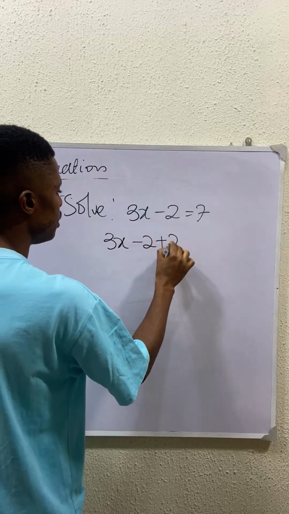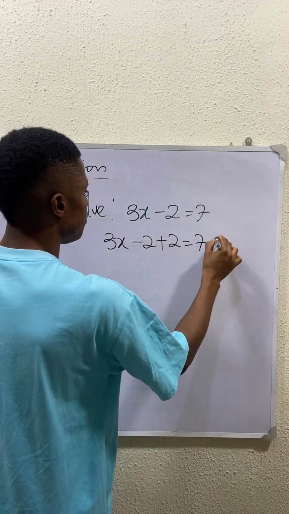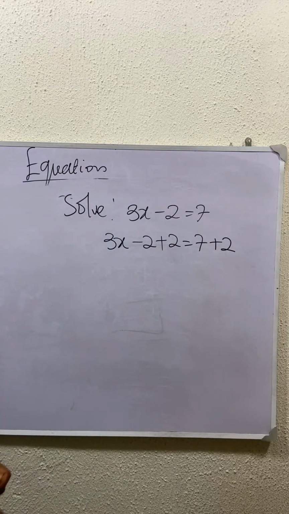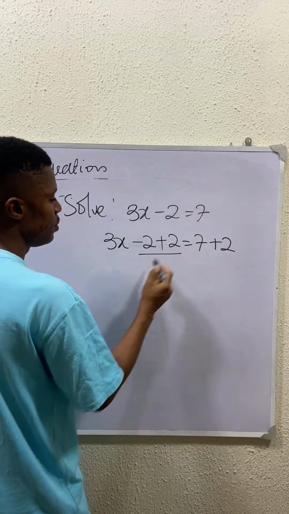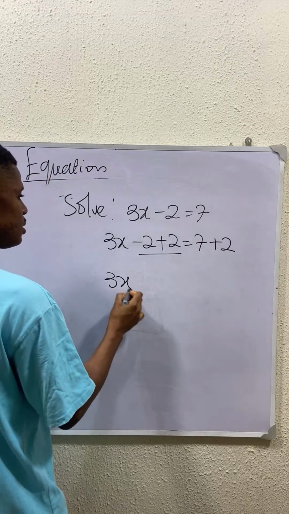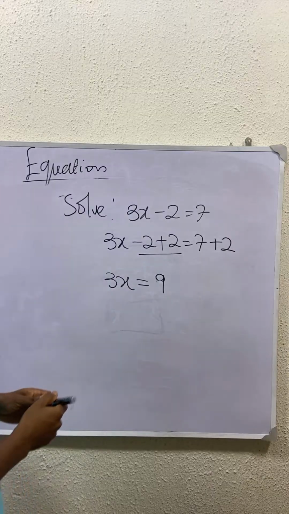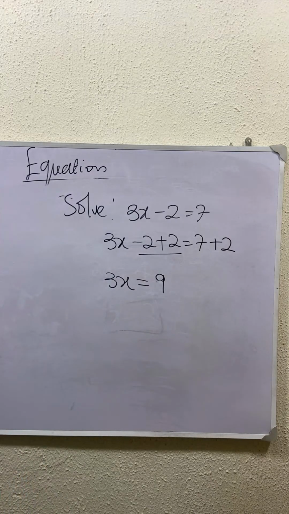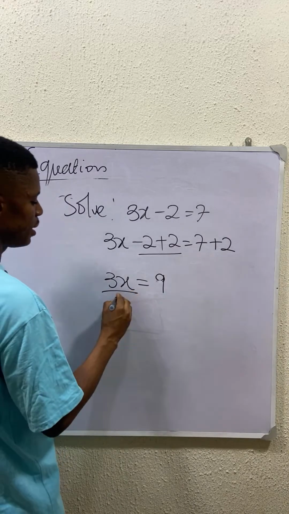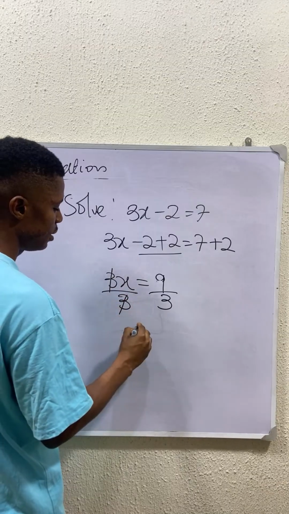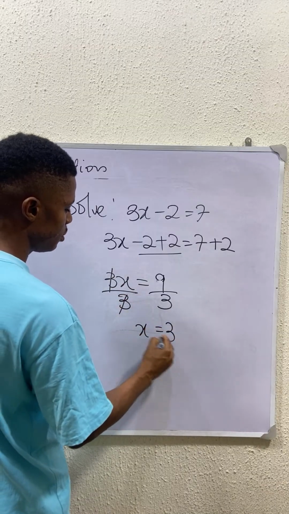You add 2 here, and that's equals to 7. You add 2. So minus 2 plus 2 is 0. So you have 3x is equals to 9. Okay? Since you have 3x to be 9, it is easy to do. You have to divide here by 3 and divide here by 3. So once you divide by 3, x will be equal to 3.